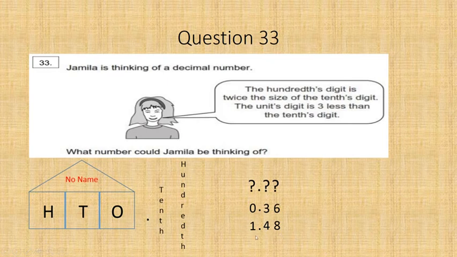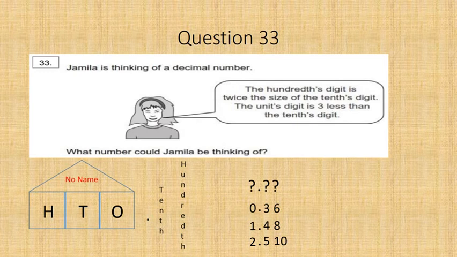Let's try to have another number. 2. 2 plus 3 equals 5. So I satisfied the last sentence, which is that the units digit is 3 less than the 10th digit. So 5 minus 3 equals 2. But when I double the 5, it's going to be 10. So can it be this number? It's not a digit. Can it be a digit? No, it cannot be. It's supposed that I have only one digit in one room.